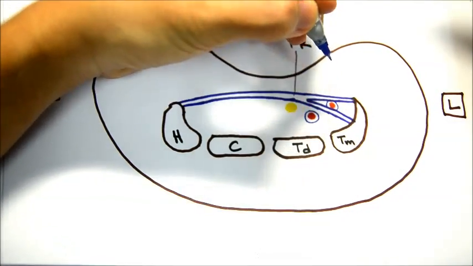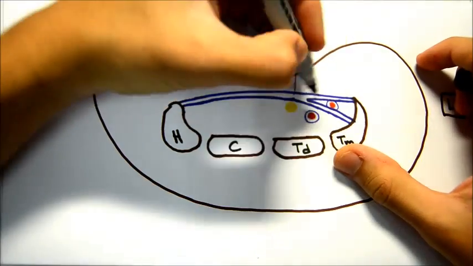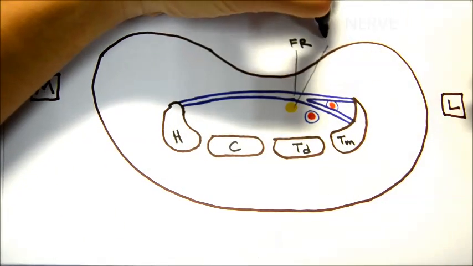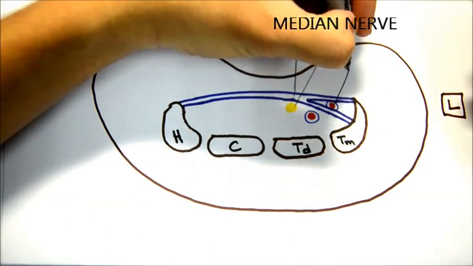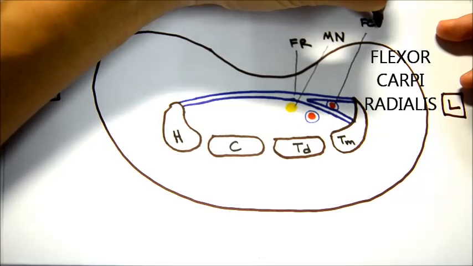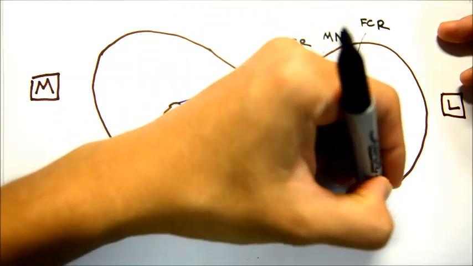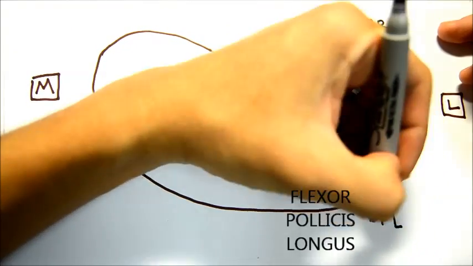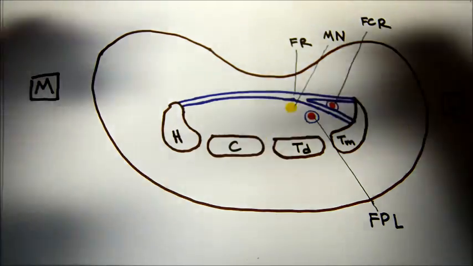Before we move on, we'll start with the labeling. First one, the median nerve. Second one, the flexor carpi radialis. And this one, we have flexor pollicis longus. Alright. Next, this part here is a bit tricky.